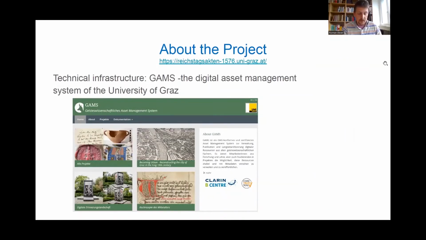The digital edition is being developed in the GAMS, the Digital Repository and Humanities Asset Management System of the University of Graz, which is being developed and maintained by the Center for Information Modeling. The GAMS infrastructure currently hosts about 60 digital editions and other projects, including the Basel account books and Health Tax Digital, which I mentioned before.